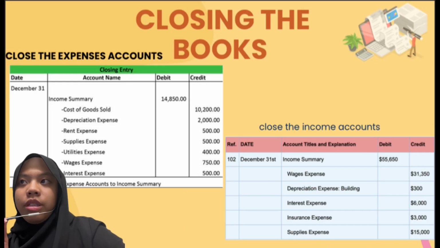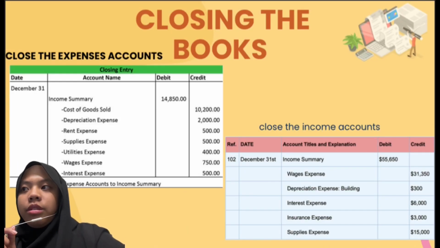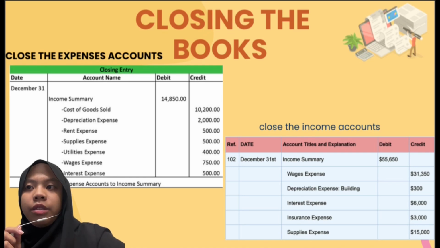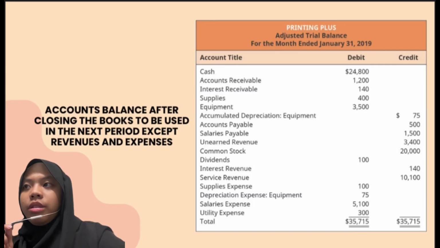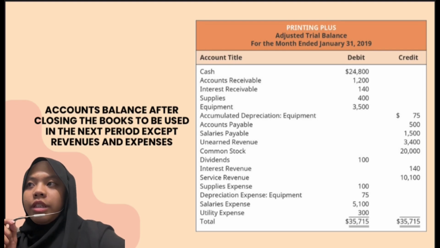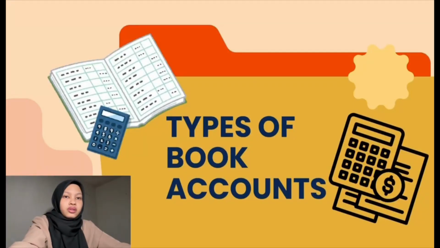Lastly, closing the books. Expense accounts: transfer the expense balance to the income summary by debiting the income summary and crediting each expense account. Next, close the income summary. So this is an example of a closing entry for expense accounts.